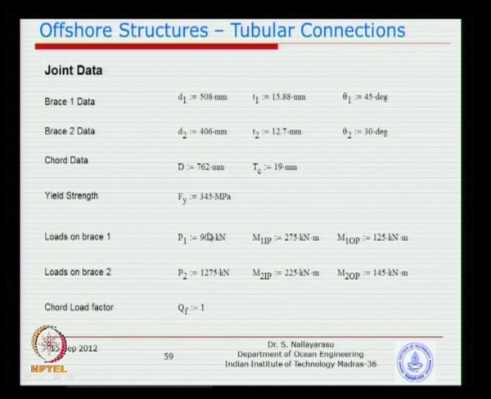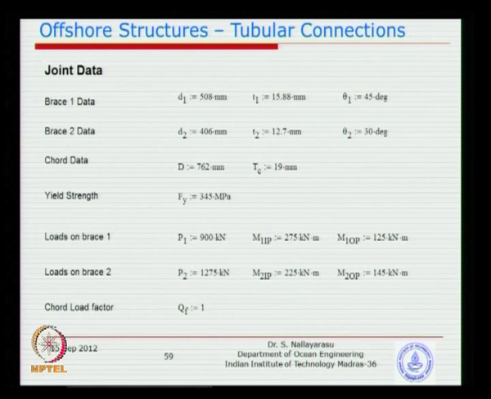The data is summarized. Of course, the loading is given: each brace is 900, 1275. I have just given the actual load in such a way that they behave as a balanced case, because the angles are different. Of course, the moments are given slightly different values, and there is no load given for the chord, so the chord load factor will become 1. All other information is given there: yield strength, brace diameter, chord diameter, wall thickness, everything.